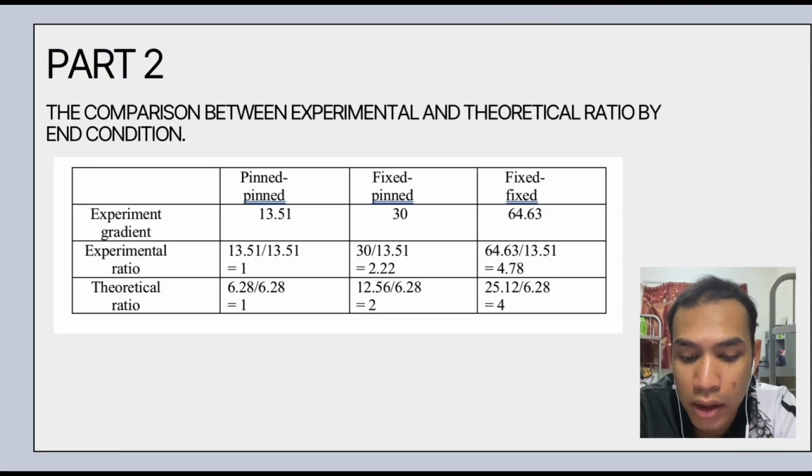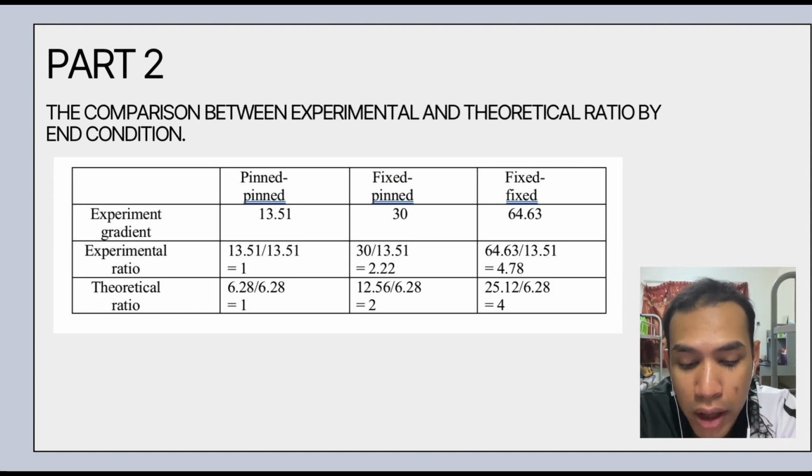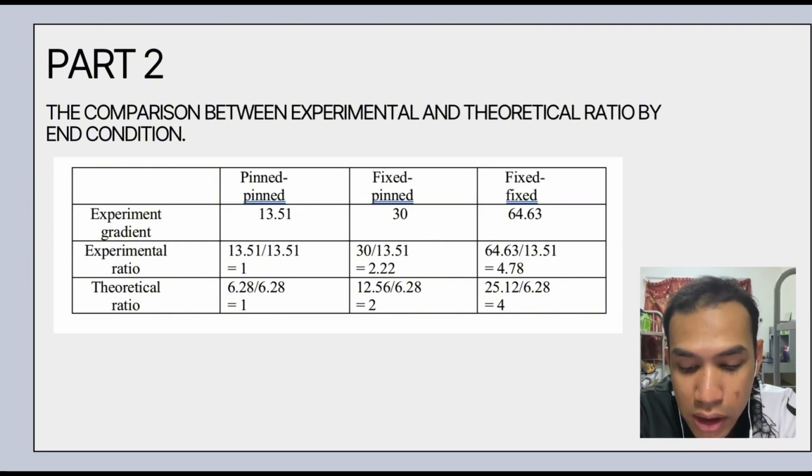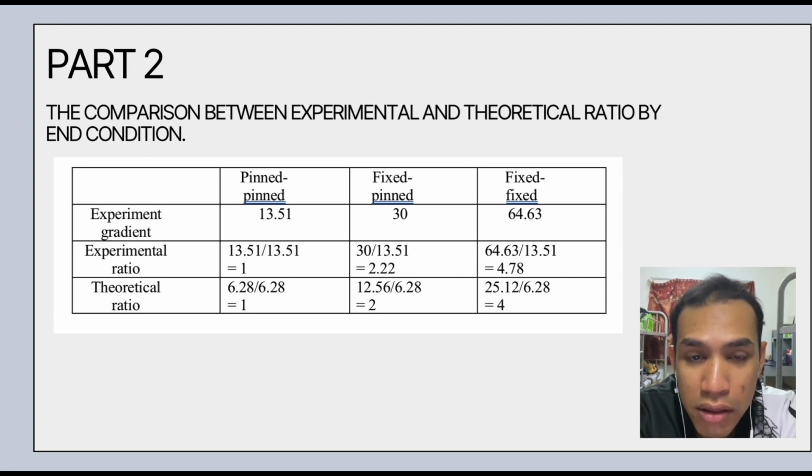Okay, part 2. The comparison between experiment and theoretical ratio by end condition. Okay, experiment gradient: pin 13.51, fixed pin 30, and fixed width 64.63. For the experiment ratio we got 1 for pin, 2.22 for fixed pin, and 4.78 for fixed width. For the theoretical ratio, for pin we got 1, for fixed pin we got 2, and for fixed width we got 4.